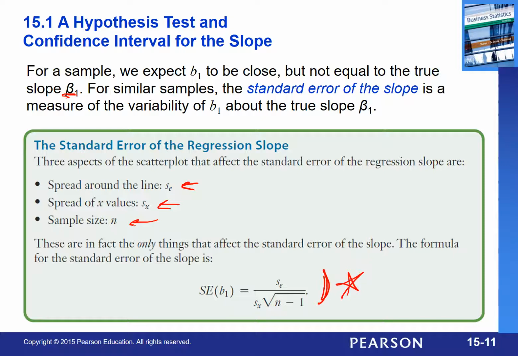And so what we want to think about is the spread around the true slope, beta 1. True slope, woohoo! And it's the error you get from using b1 to estimate the true slope. So that's what we're going to use as our spread as we build a confidence interval for our true slope beta 1.